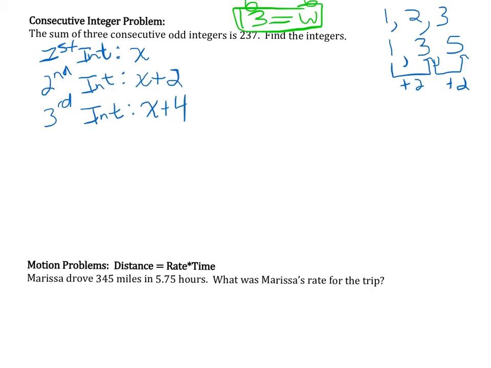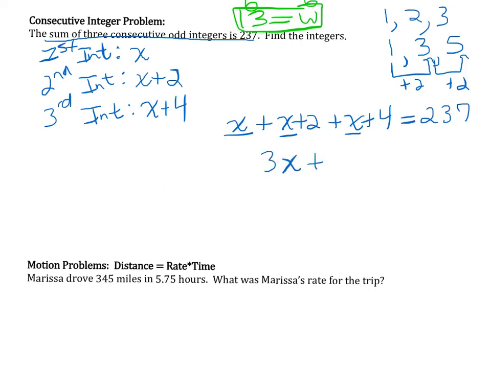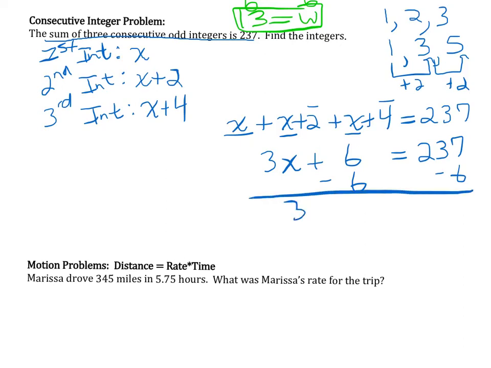Okay? And so when I see that it says the sum of my three consecutive odd integers is 237, well, since I know all of my odd integers, x plus x plus 2 plus x plus 4, if I add those together, it's going to equal 237. And so I'm going to solve this by combining my x's together. That'll give me 3x. And if I combine my 4 and my 2, I get 6. And that's going to equal 237. Of course, I can subtract 6 from both sides. I'll get that 3x equals 231.